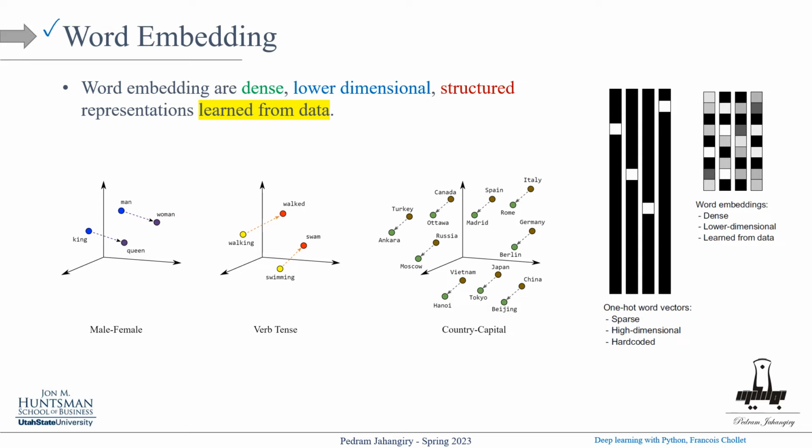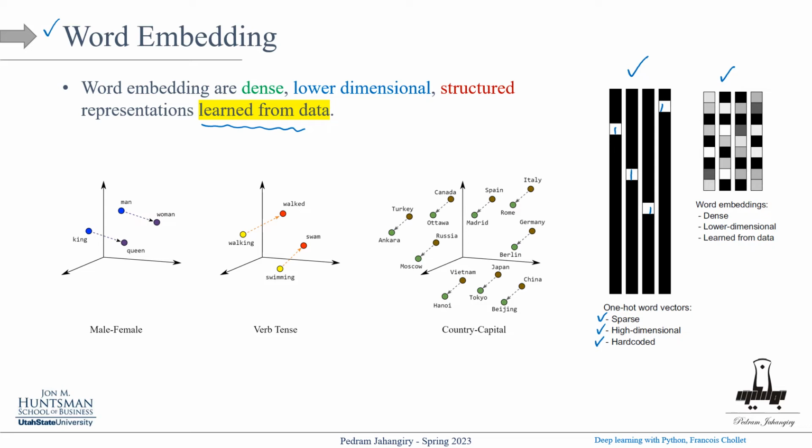Here, for example, I'm going to show you one-hot encoding. This is a one-hot word vector versus a word embedding. As you can see, one-hot is, of course, sparse. There are maybe a bunch of ones, and then the rest is all zero. And it's very high dimensional. Remember, if your vocabulary has a size of 20,000 or 30,000, the dimension is 20,000 or 30,000, and it's hard-coded. The idea of word embedding is that these are dense, lower dimensional, and structured representations of the words learned from the data. So this is key. They're learned from the data, right?